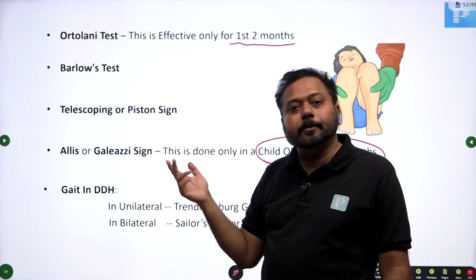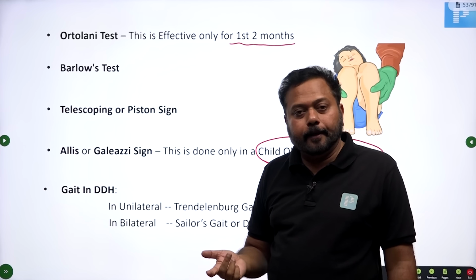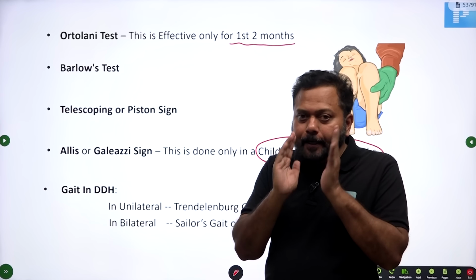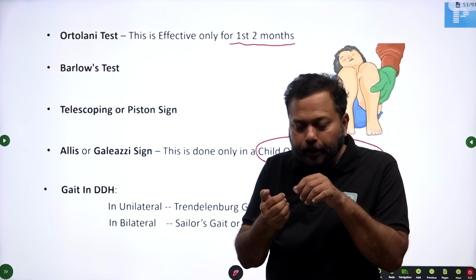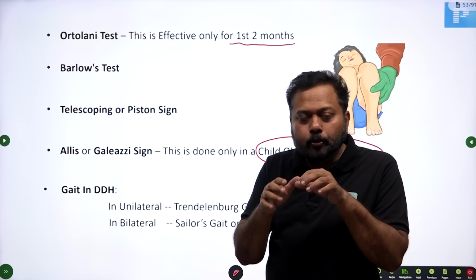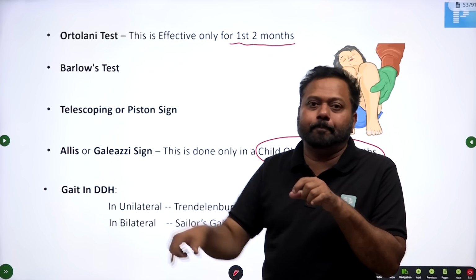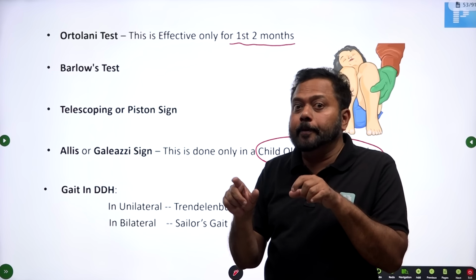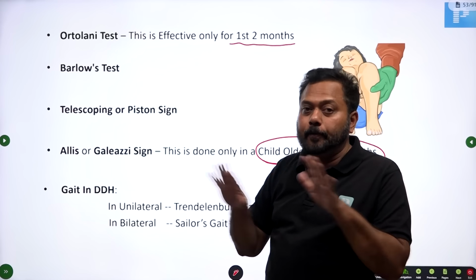Barlow's test is the opposite of Ortolani. It is called the test of exit. You are receiving a newborn baby and suspecting DDH in the child. At the time it comes to you, the child is not having a dislocated hip. So you are trying to dislocate a dislocatable hip. That is called Barlow's test. And since it's a provocative test, in clinical practice we don't do it.